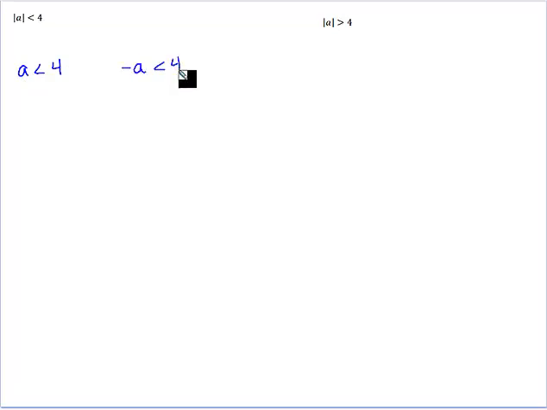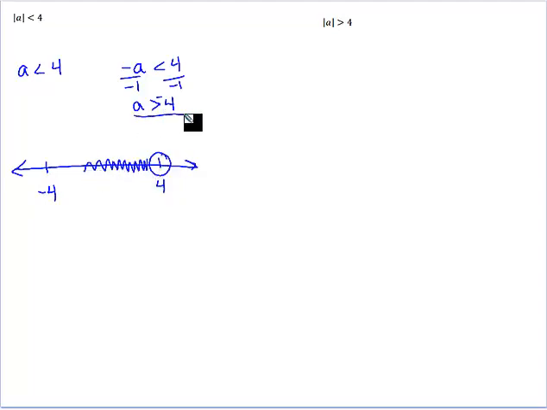Same way how we got two equations from our others. If negative a is less than 4, to get the a alone we have to divide by negative 1. So that means a is greater than negative 4. So on the number line here, we have 4 and we have negative 4. If a is less than 4, that would be to the left of 4. But then over here we have a is greater than negative 4, so that would be to the right of negative 4. Notice how this looks.